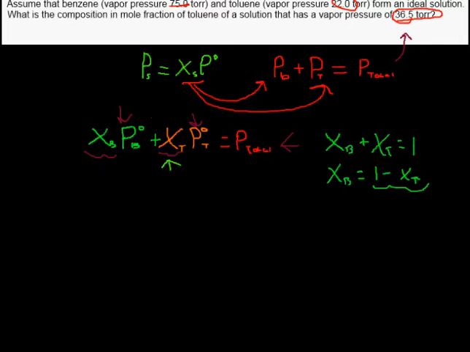So, since we have this, now we can just take that and plug it in to this one. Alright? So now what this new equation would look like is this: 1 minus the mole fraction of toluene times the vapor pressure of pure benzene, because remember, this and this are exactly the same, plus the mole fraction of toluene times the vapor pressure of pure toluene, and that would all equal the total pressure. So now we can literally just plug and solve for this variable.